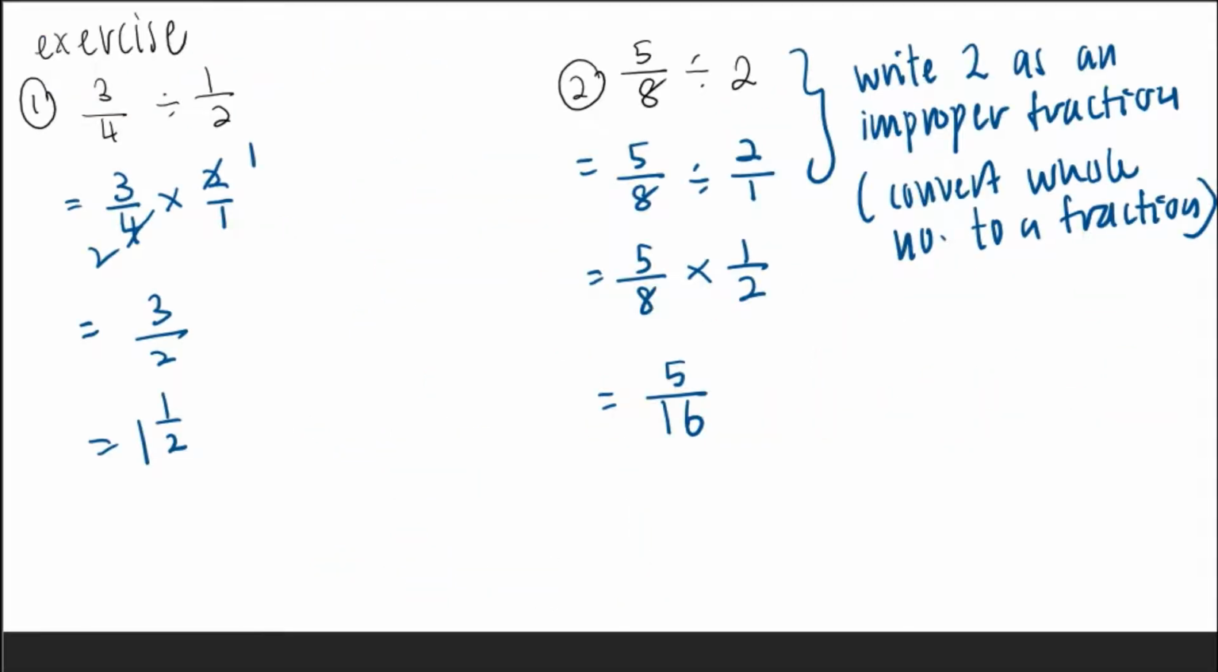And here are some exercises. So 3 over 4 divided by 1 over 2, you swap it to get the reciprocal. So 3 over 4 times 2 over 1, giving you 3 over 2, and make it a mixed number, 1 and 1 over 2. Same goes for question 2, 5 over 8 divided by 2, meaning 5 over 8 divided by 2 over 1. So you swap it, 5 over 8 times 1 over 2 gives you 5 over 16.